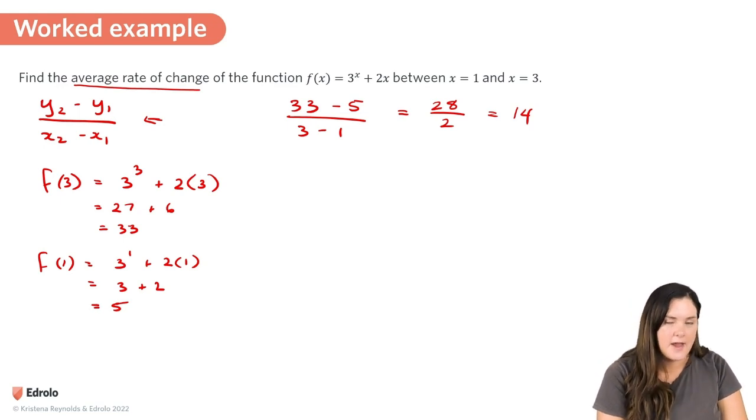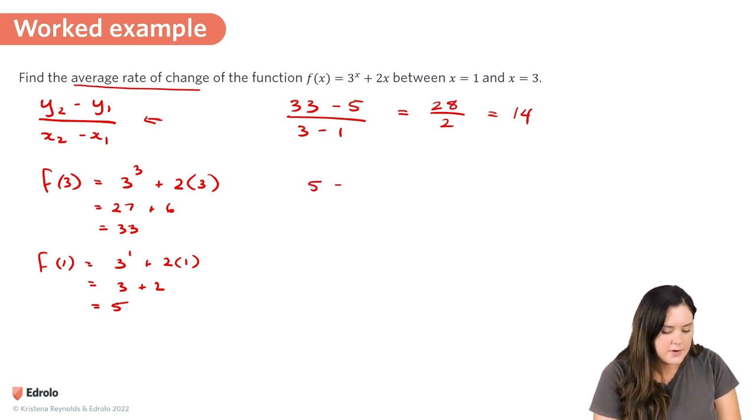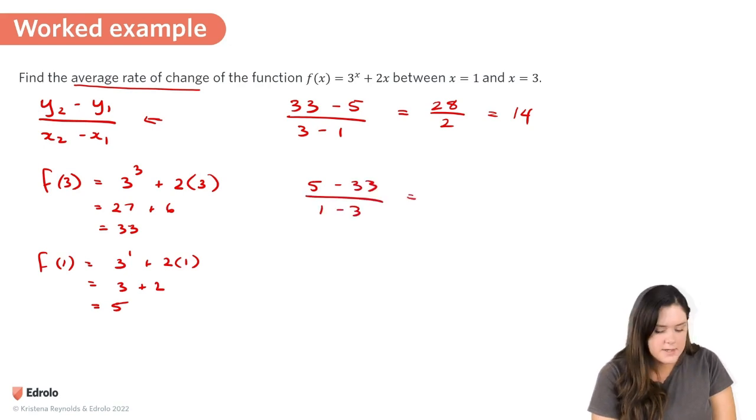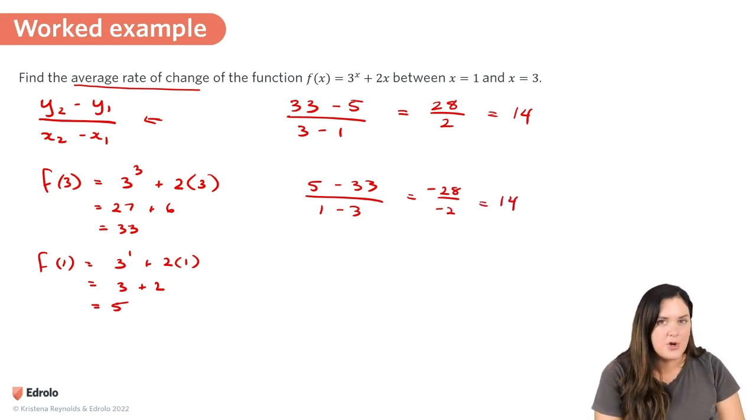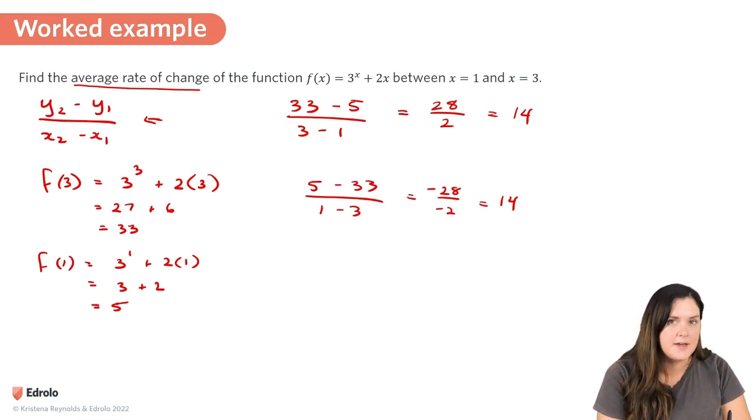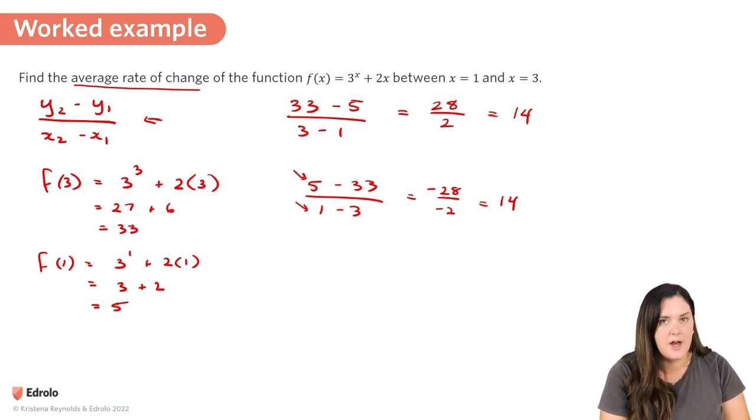Now, it doesn't actually matter if we make 33 y2 and 3 x2. We could do it the other way around. So if we did that, 5 take 33 over 1 take away 3 is going to give us negative 28 over negative 2, which, surprise, surprise, is the exact same thing. The only thing you need to make sure is that we keep the correct pairs in the correct orders. So if we keep this as y2 and this as x2, that's fine. If we keep this as y2 and this as x2, that's completely fine. The only way you're going to make a mistake is if we accidentally swap the pairs that we find.